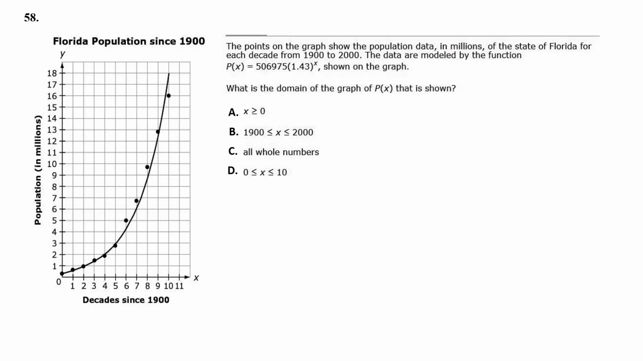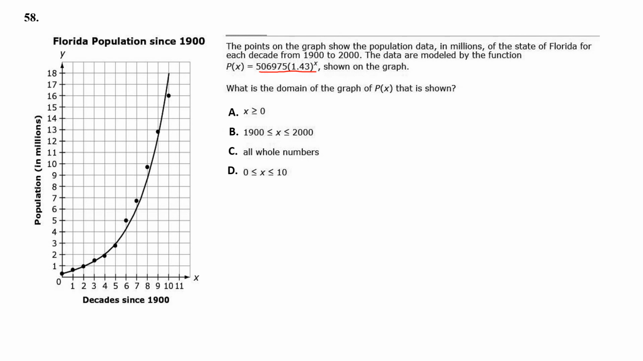Let's take a look at number 58. It says the points on the graph show the population data in millions of the state of Florida for each decade from 1900 to 2000. The data are modeled by the function p of x is equal to this function here shown on the graph. What is the domain of the graph of p of x that is shown?